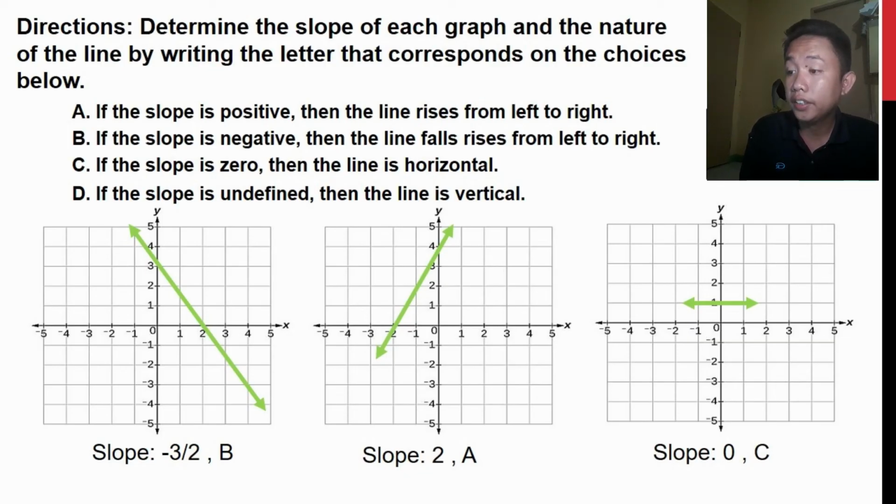So for our next item, we have the slope, which is 2. So our nature of the line is letter A. The slope is positive. The line rises from left to right. And for our last item, we have the slope 0. And let's have this nature, which is letter C. The slope is 0, the line is horizontal.